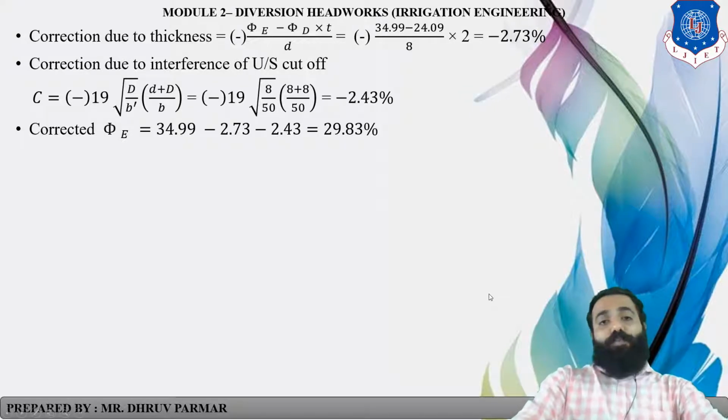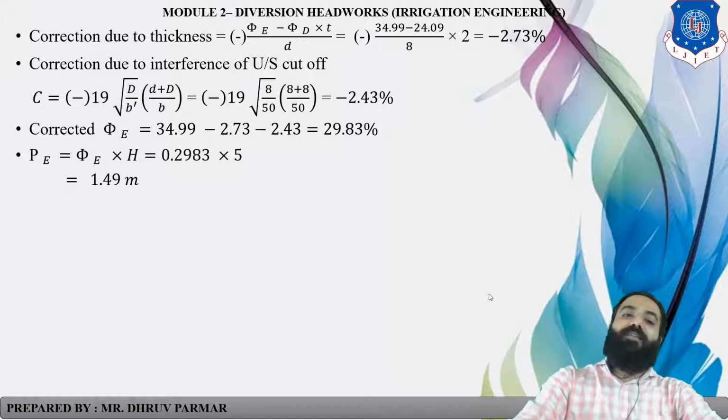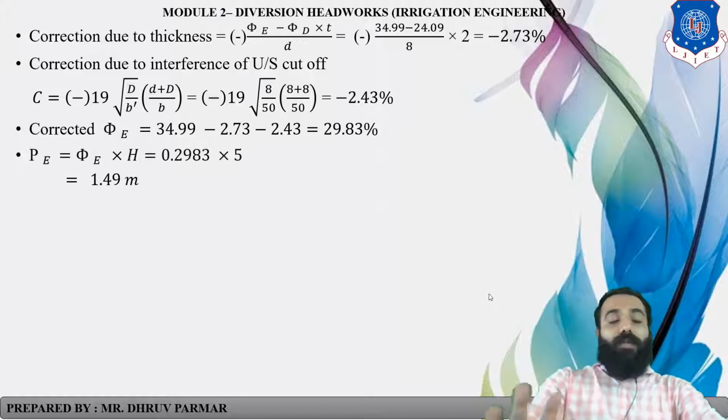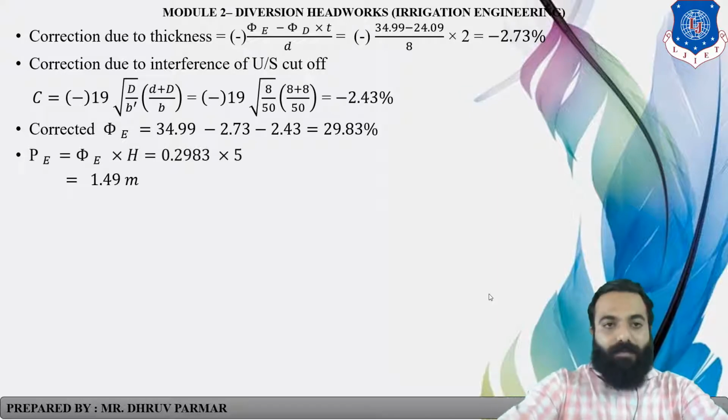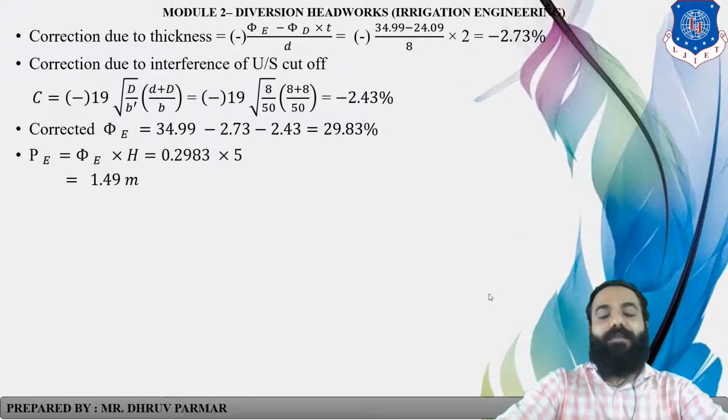And how can you calculate uplift pressure? So the formula is P E equals phi E into H. What is H? Means head. So we get 1.49 meter. Done. So this is the case of the downstream section.